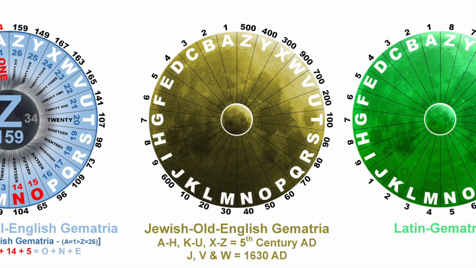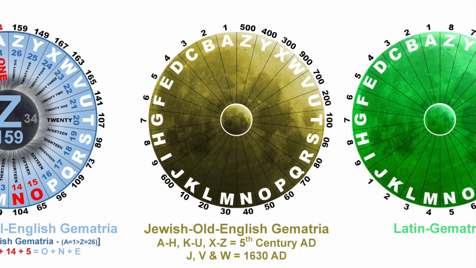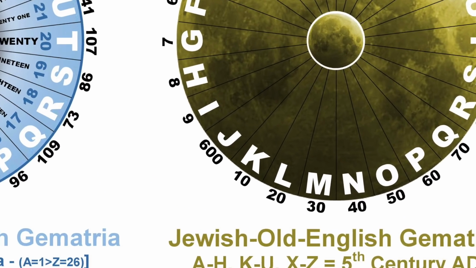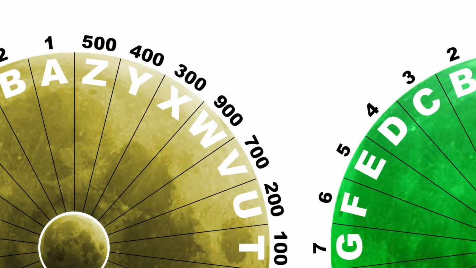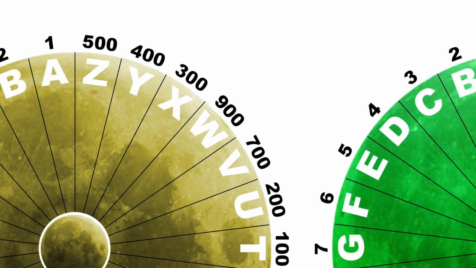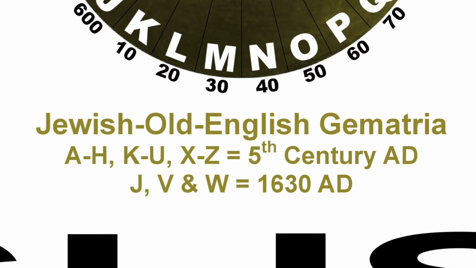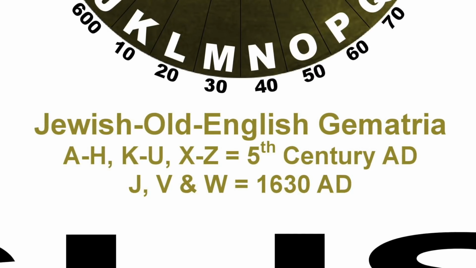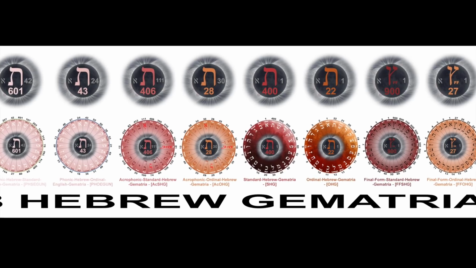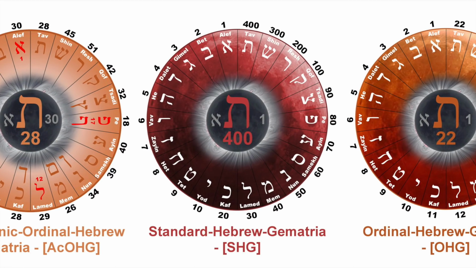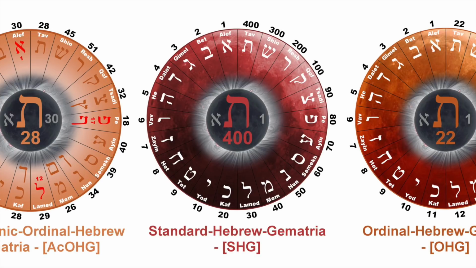Jewish Gematria. I have been calling it Old English Gematria because of the unusual allocation of numbers to the letters J, V and W, which were added to the English alphabet around 1630 AD. I believe that Gematrix calls it Jewish Gematria simply because the numbering is similar to standard Hebrew Gematria, as I referenced earlier, which, may I remind you, has increments of 1, 10 and 100.